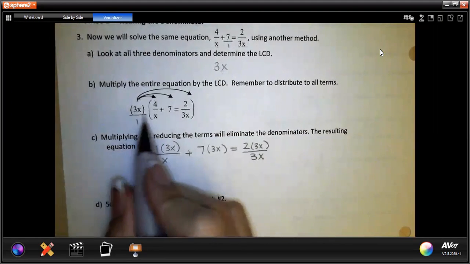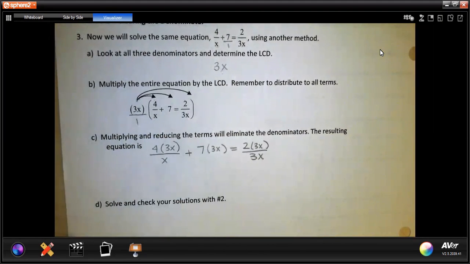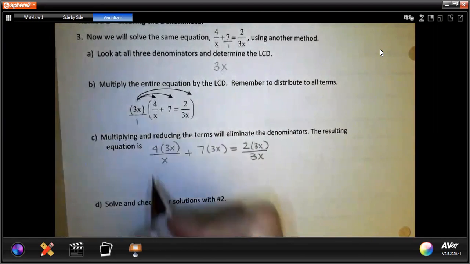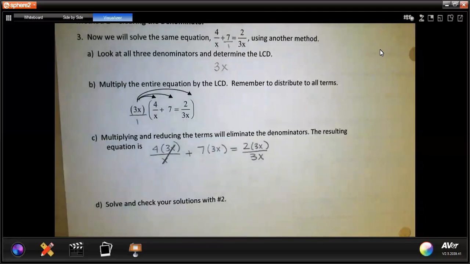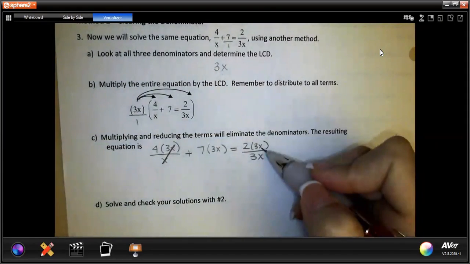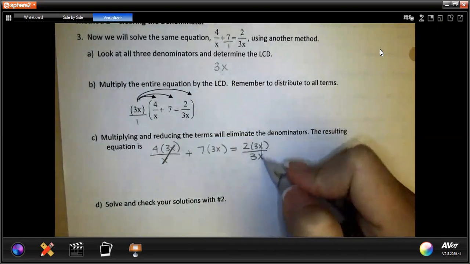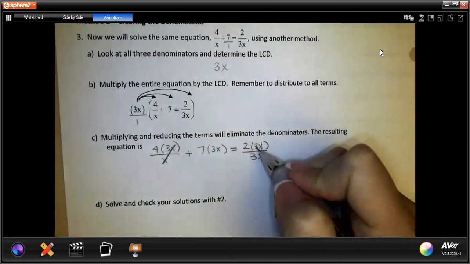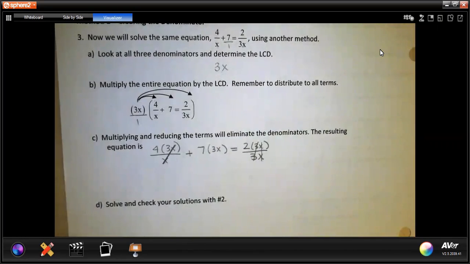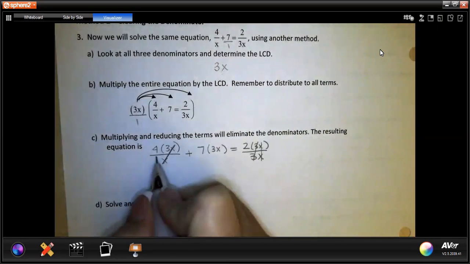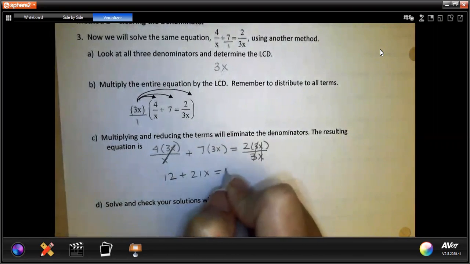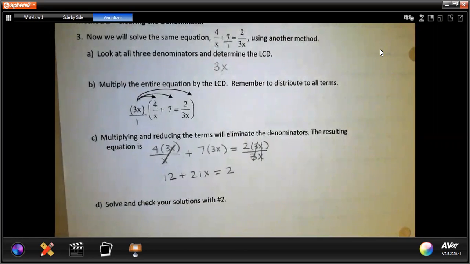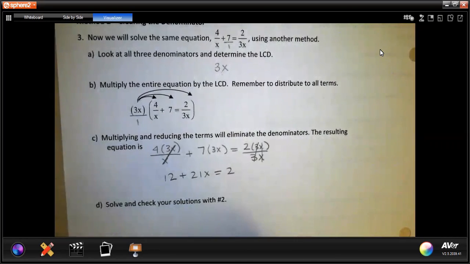By multiplying it times the entire equation, we didn't change the value of the equation, we just changed the way it looked. But now we have an x in the numerator and the denominator, so we know that we can cancel that out. When we simplify, we have an x and an x in the denominator here, so we can cancel that. And we have a 3 and a 3 in both the numerator and the denominator, so we can cancel that. What we're left with here is 12 plus 21x is equal to 2. We've cleared the denominator. It makes it much easier to work with now because it's just like a regular equation that you've worked with before.